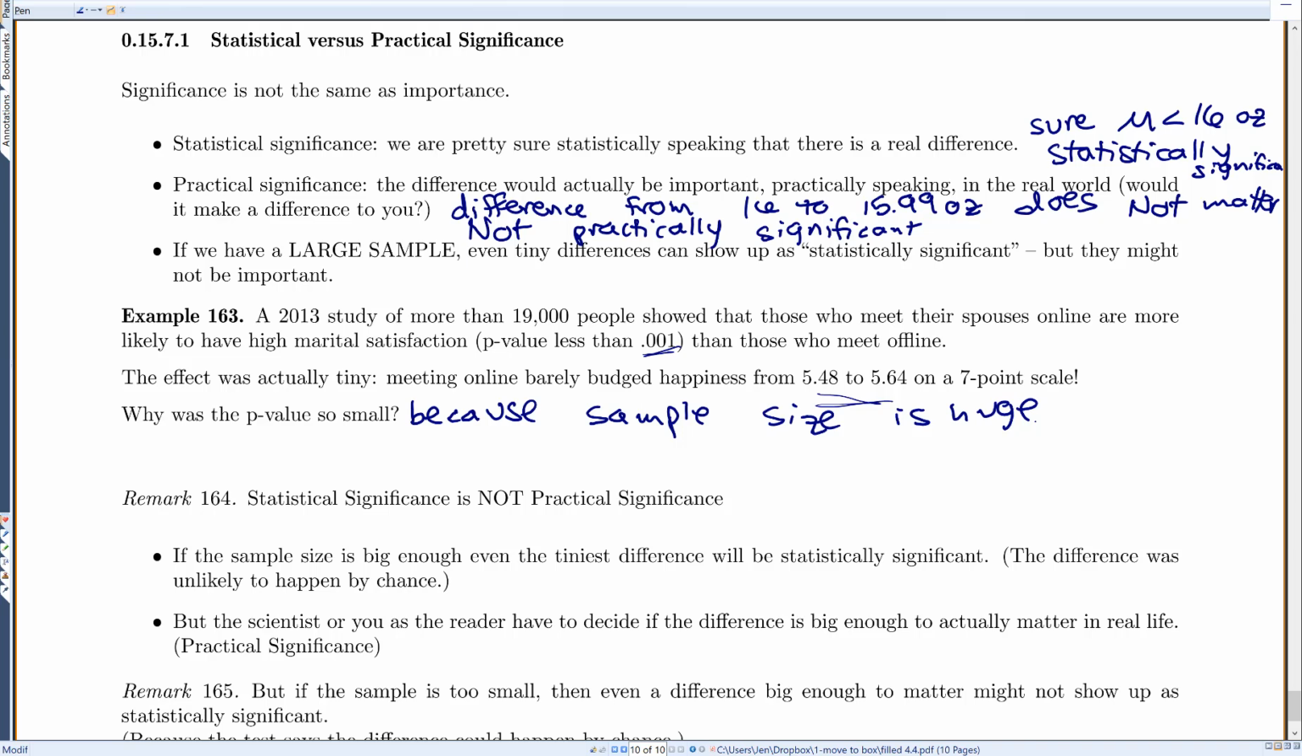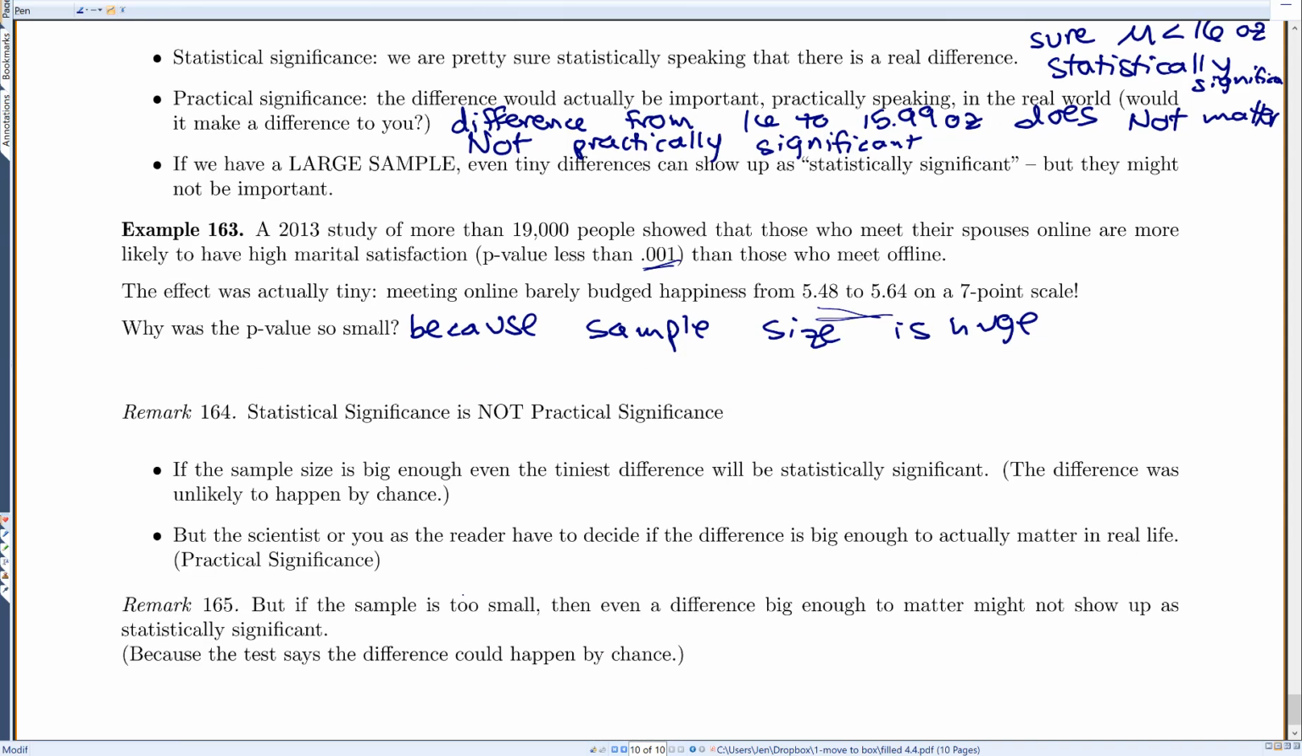So statistical significance is not practical significance. Just because you have a really small p-value doesn't mean the difference would actually matter to anyone in the real world. If the sample size is big enough, even the tiniest difference will be statistically significant, meaning the difference was unlikely to happen by chance. But the scientist, or you as the reader, have to decide if the difference is big enough to actually matter in real life. That's practical significance.